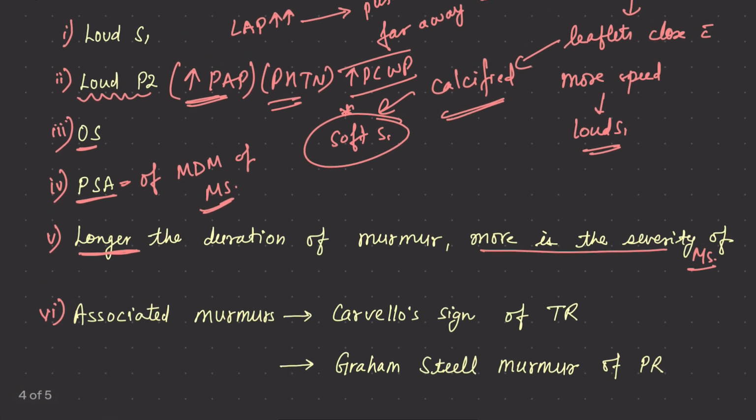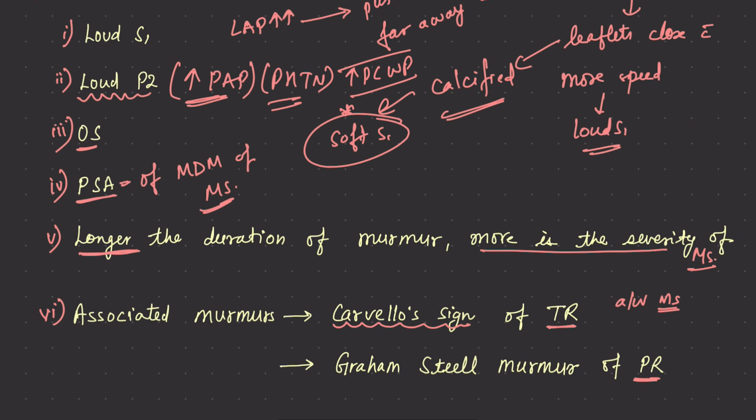Associated murmurs. Whenever there is mitral stenosis, long-standing mitral stenosis will cause tricuspid regurgitation. It can cause pulmonary regurgitation also because of elevated right-sided pressures. When tricuspid regurgitation is associated with MS, it is known as Carvallo sign. Where will it be audible? It will be audible in the right sternal border.